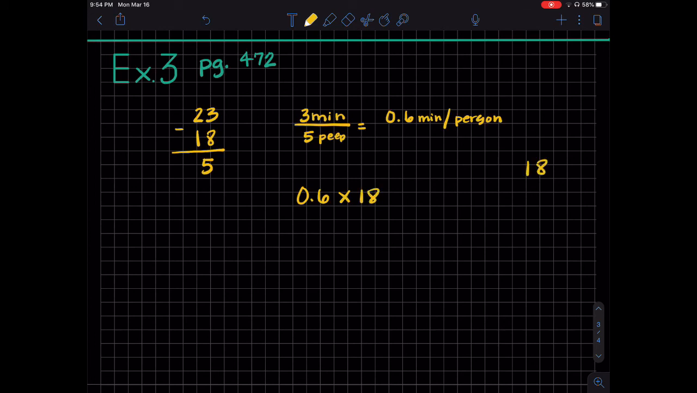So we'll come over here, we'll do 18 times 0.6, and we'll do 6 times 8, and we get 48. 6 times 1 plus 4, and that's 10. And then all we have to do is move the decimal place over, and we're looking at 10.8 minutes. Now again, we're looking for an estimation. So we're talking about 11 minutes left for her to wait.